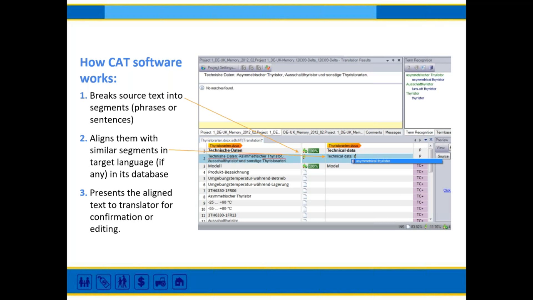And if it hasn't seen that before, then it's up to you to translate. If you go to the next piece down and it's seen it 100% before, you can accept it. So you just go through piece by piece and then it will reconstruct it and put it together for you in the original format.